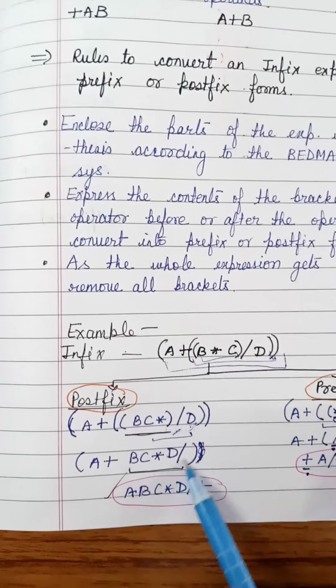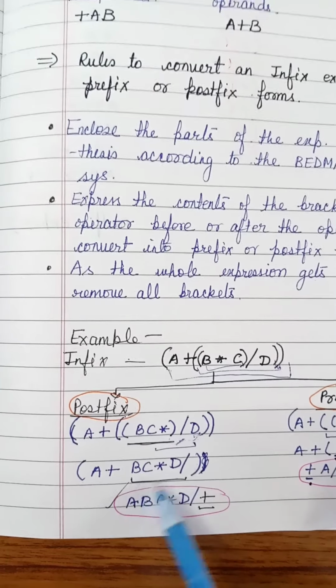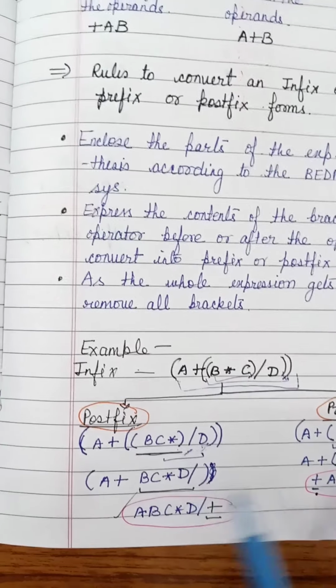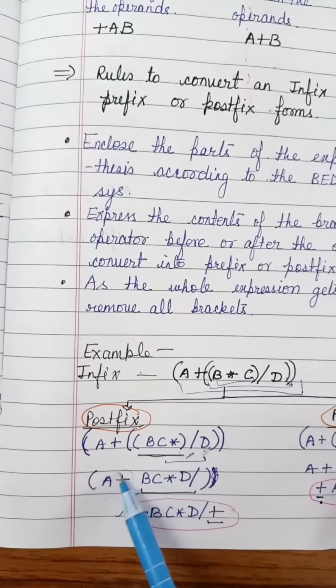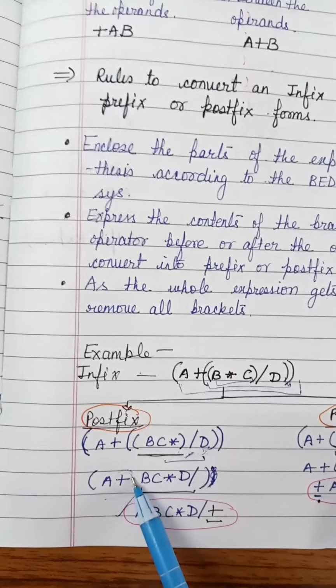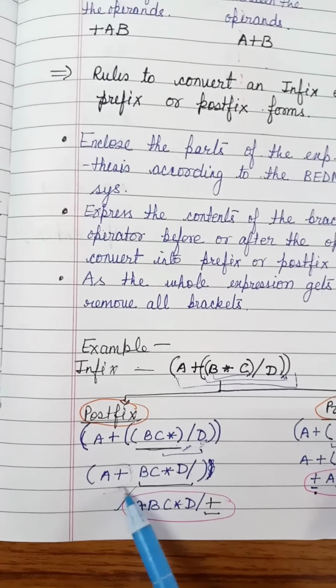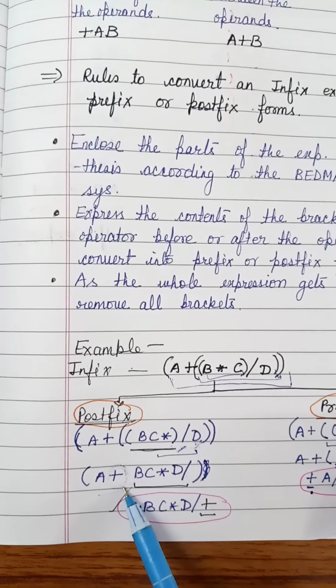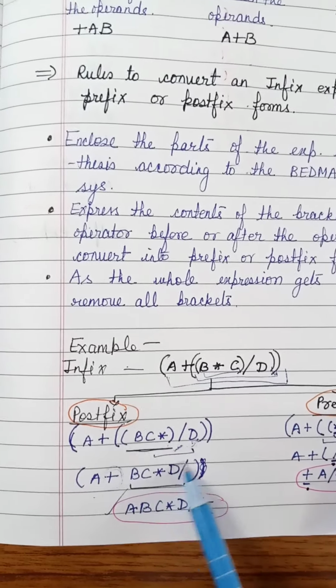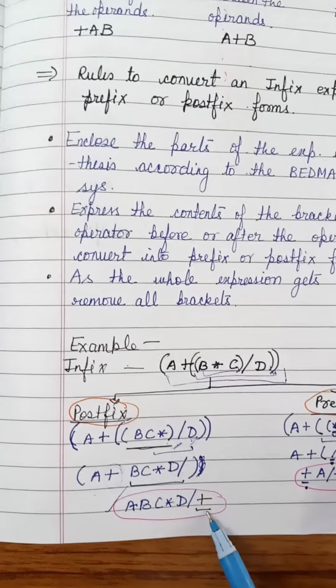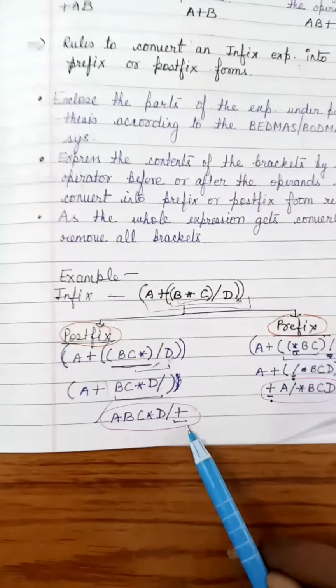Now a plus bc into d upon. This is the expression now, and you need to write this operator after the operands. The next step will be a bc into d upon plus. So this will be the postfix form.